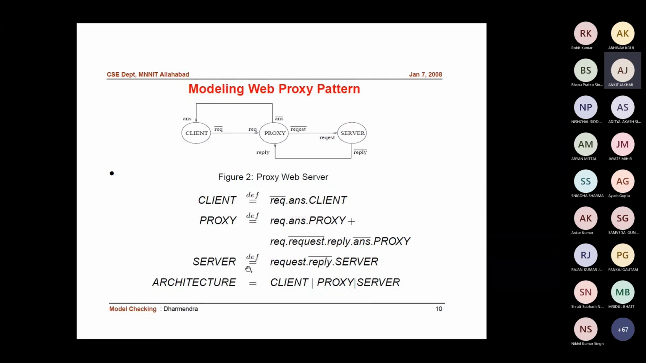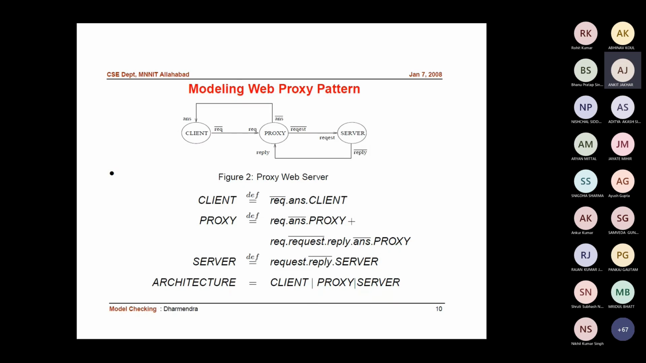And the server is pretty simple. The server is defined as receiving a request, and then it is going to send the reply. Okay, now once I have got the client, proxy, and server, then the whole system's architecture can actually be realized by the composition of these client, proxy, and server. So you can compose the architecture of the whole system from the client, proxy, and server, and it is going to behave that way.